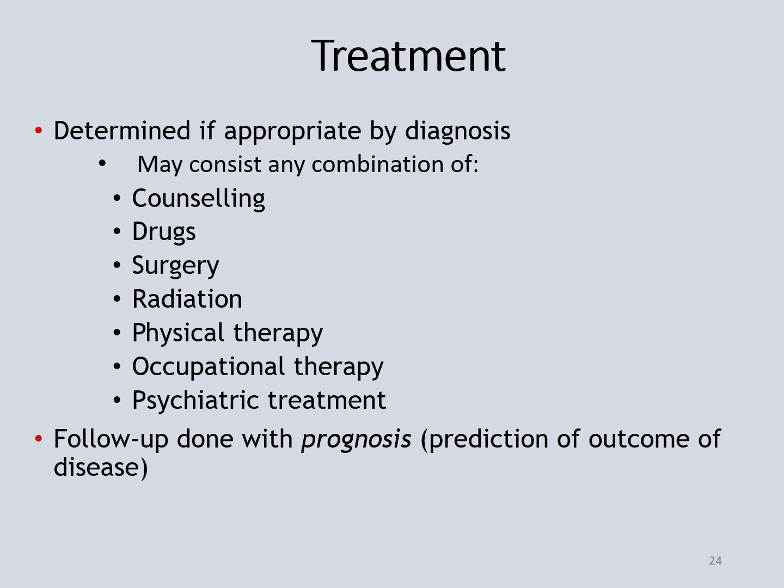After the examination, treatment can be determined if they can find the diagnosis. And it can be any combination of the following: counseling, drugs, surgery, radiation, physical therapy, occupational therapy, and psychiatric treatment. And the prognosis is the prediction of the outcome of the disease.